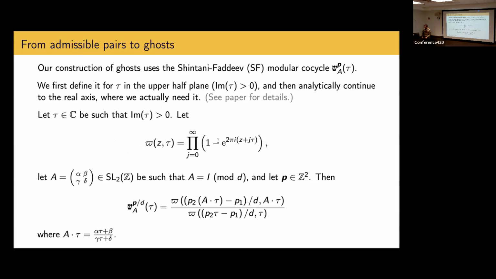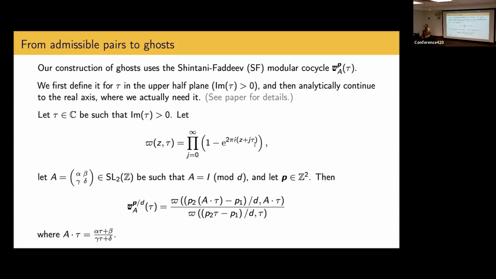Big word, but it can be defined as a ratio of this thing, which is called a Q-Pochhammer symbol. If the imaginary part of this number tau, which is a complex number, is positive, then this infinite product converges, okay? And this thing is analytic in the upper half plane.